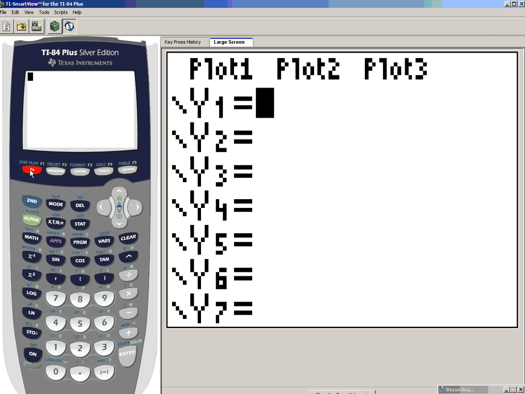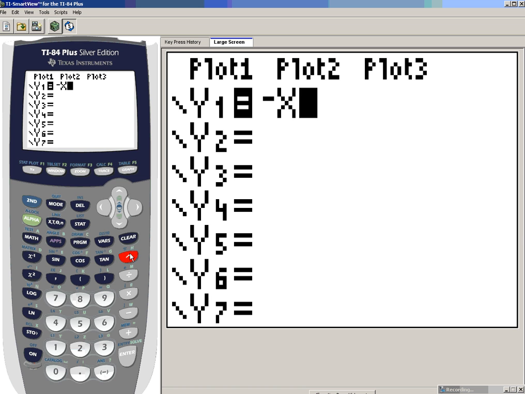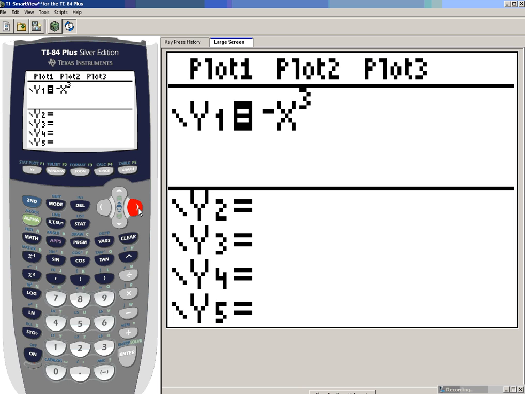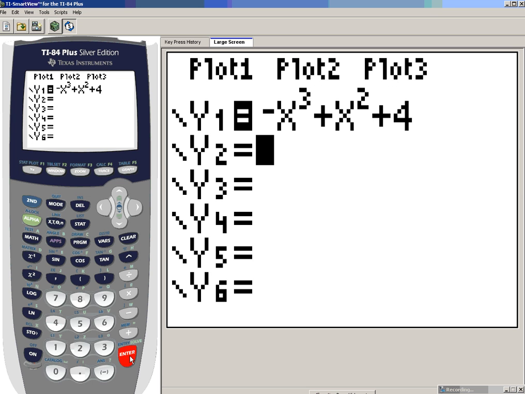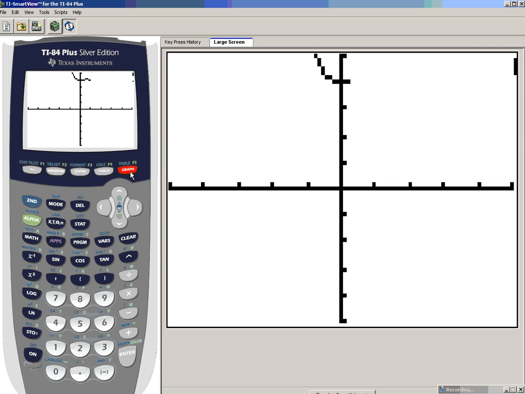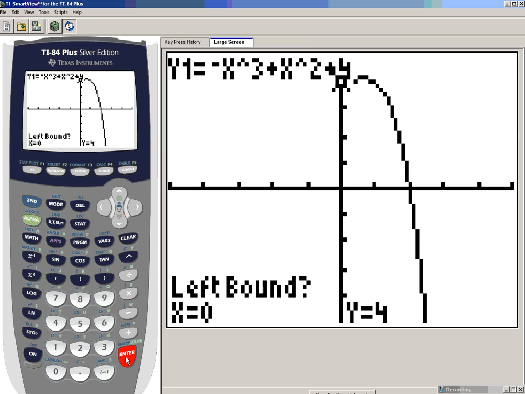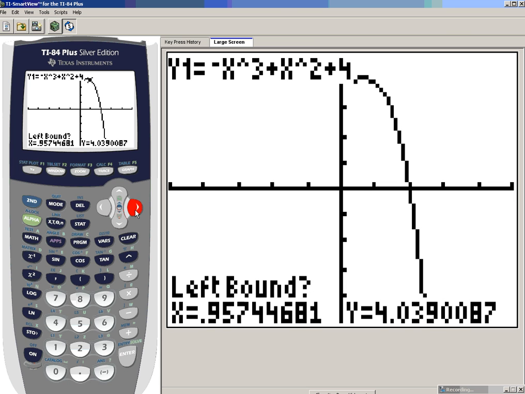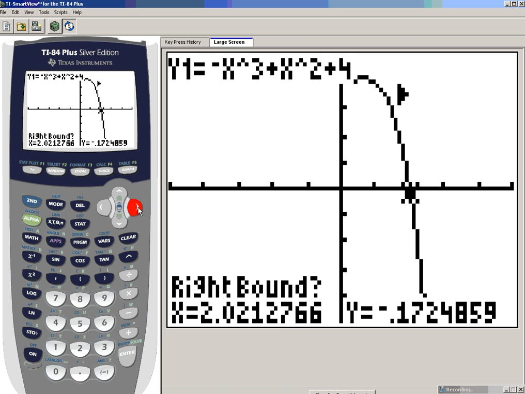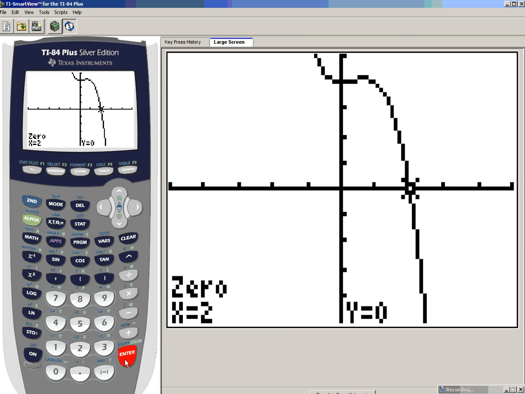Y equals negative x cubed plus x squared plus 4. Look at the graph. We can see that that graph has one x-intercept. Let's verify where that is at. Set the left bound for your 0. Set the right bound. Hit enter again. We see that it crosses at 2, so that means our x-intercept is at 2, 0.